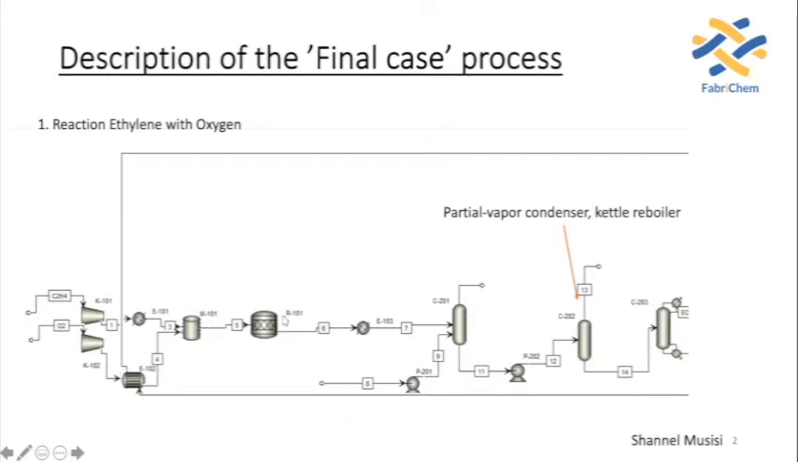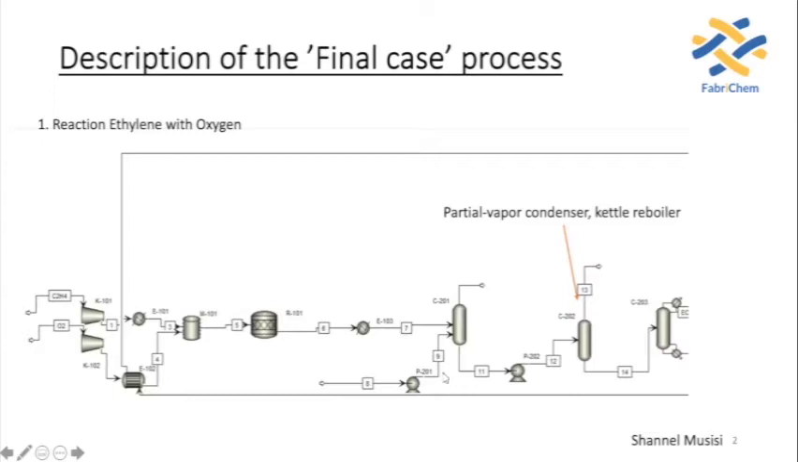After passing through the mixer, oxygen and ethylene undergo an oxidation reaction at 270 degrees Celsius and 20 bar. Then the mixture flows through a cooler to prevent a thermal runaway from occurring, since this reaction is highly exothermic. This cooler is operating at a temperature of 30 degrees Celsius.